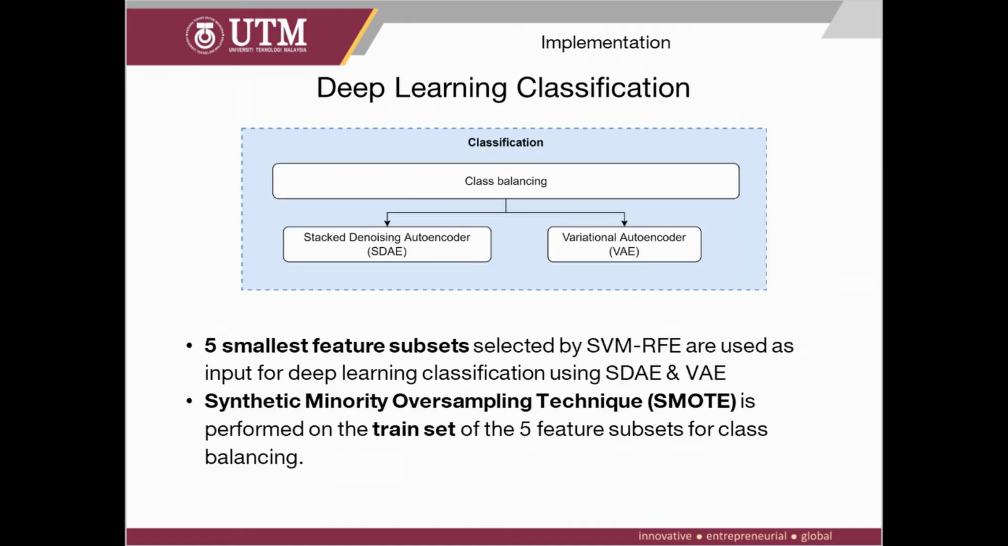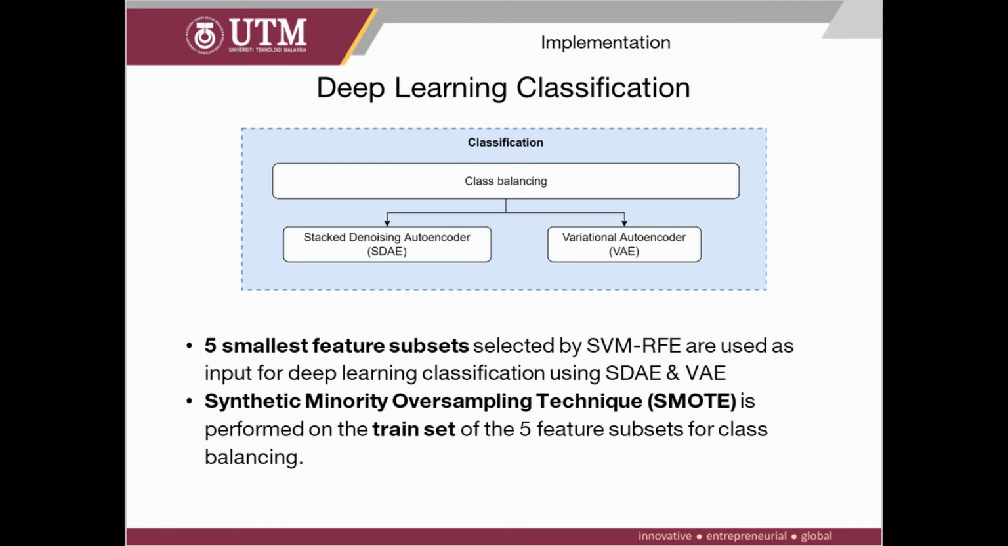After feature selection, the experiment proceeds with classification. In classification, two deep learning models, which are SDAE and VAE, are built. Unfortunately, due to hardware constraints, only the 5 smallest feature subsets selected from the feature selection phase are used for classification.